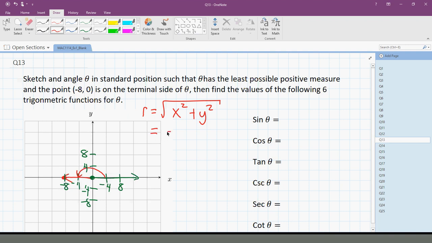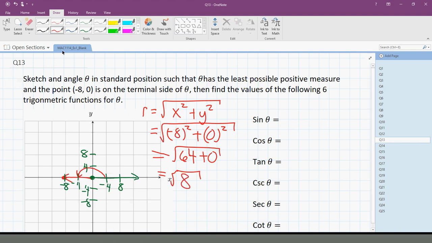So we plug in, we get the square root of negative 8 squared plus 0 squared. So negative 8 squared is 64 plus your 0, which just gives you the square root of 64, which gives us 8. Okay? Remember what I told you in class? That your radius is always positive. Your radius should never, ever be negative. So keep that in mind when we start going through the rest of these questions.